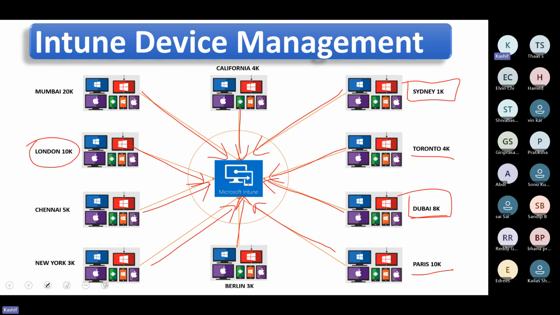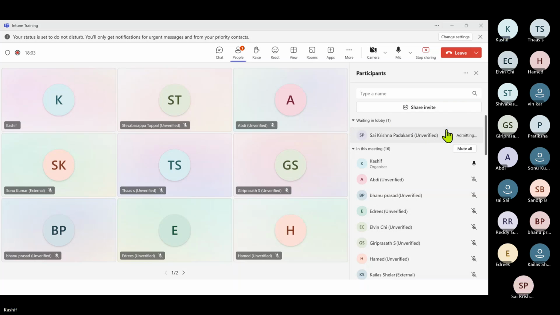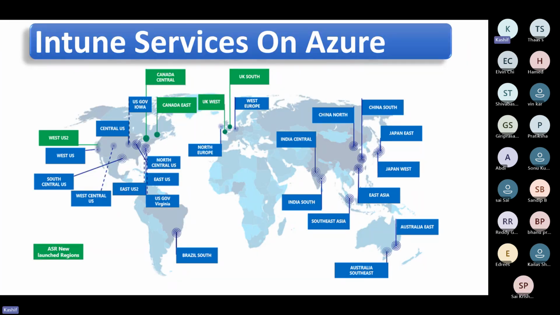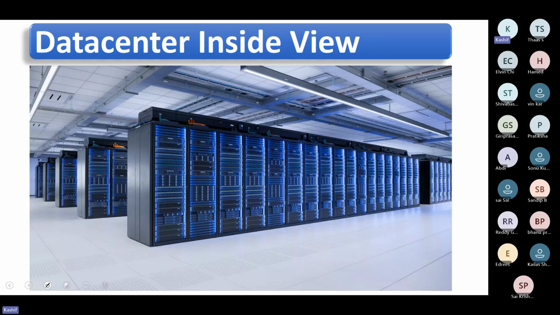You will have complete control of the devices, no matter where the device is located, as long as the device has internet connection. Okay. Now, yesterday we discussed that Intune services are running on Azure Cloud Data Center, right? Azure Cloud is what? It's a public data center wherein Intune services are running. Azure Cloud Data Center is located in more than 60 countries now. Okay, wherever you go, you will find an Azure Cloud Data Center. And Intune services are running on the Azure Cloud Data Center itself. So this is the outside view of the data center. This is the inside view of the data center, right?